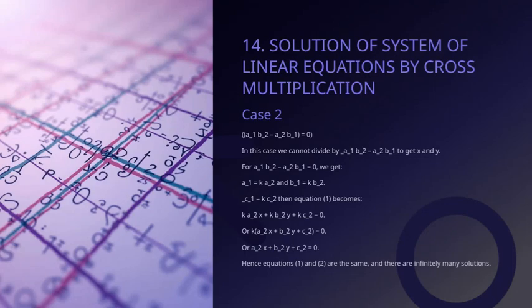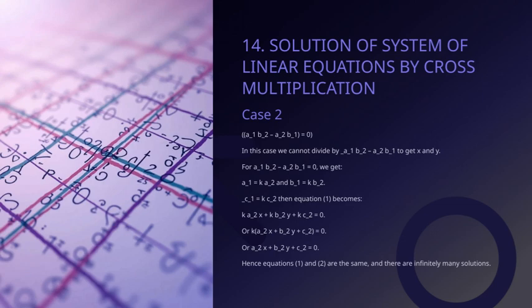Hence, equations 1 and 2 are essentially the same, which means there are infinitely many solutions. Now, consider the second equation, a2x plus b2y plus c2 equals 0. We can write this as k times the same expression, so k times a2x plus b2y plus c2 equals 0. Expanding that, we get ka2x plus kb2y plus kc2 equals 0.